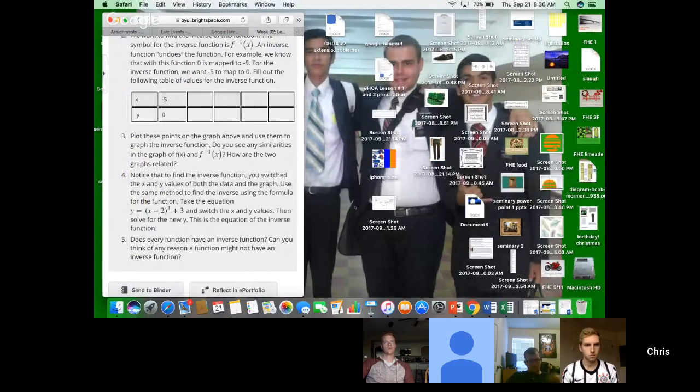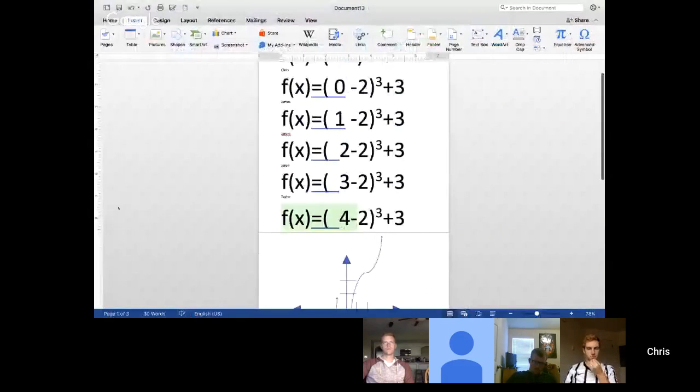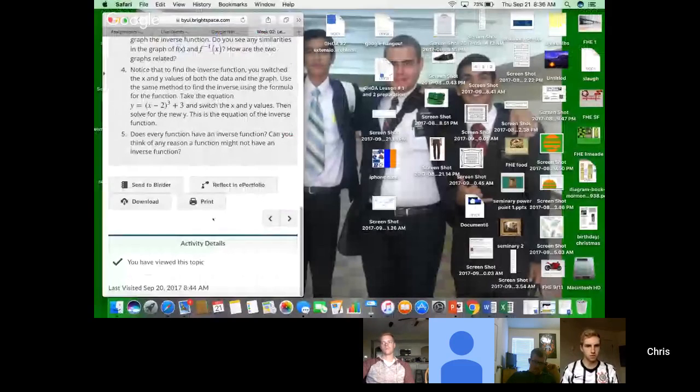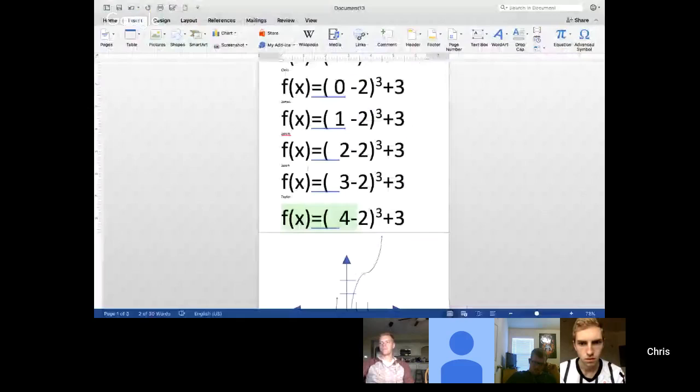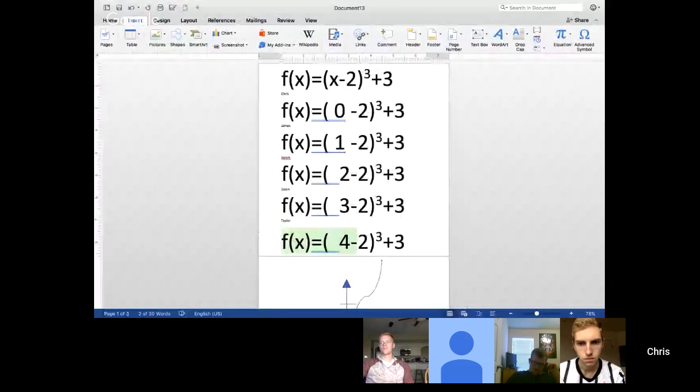Okay, yeah. So then you were taking this new equation here and then doing something similar. That's the same equation. Oh, yeah. That's what you just explained to me. Does every function have an inverse function? Can you think of a function that might not have an inverse function? That is true. Not all functions have an inverse function. I'm trying to think of one that doesn't have an inverse function.